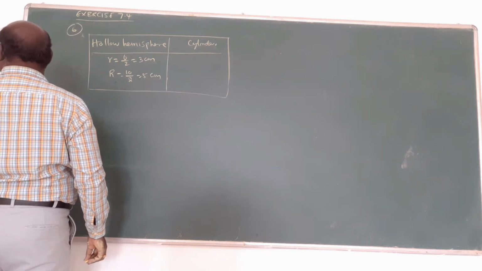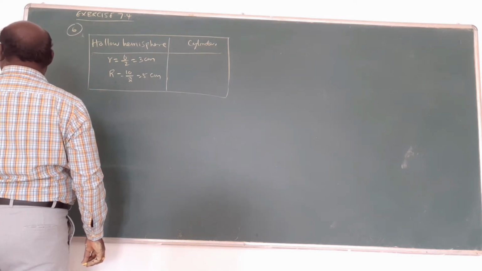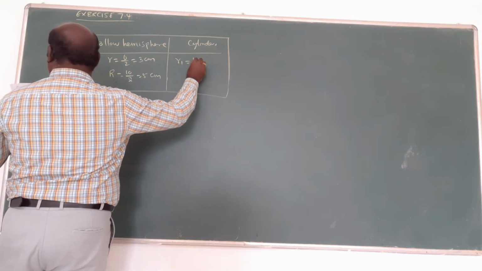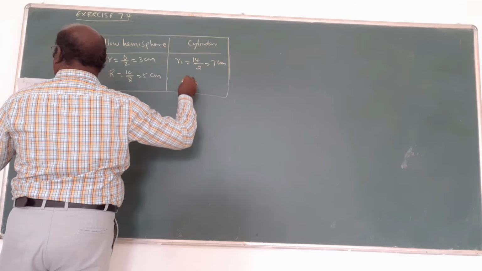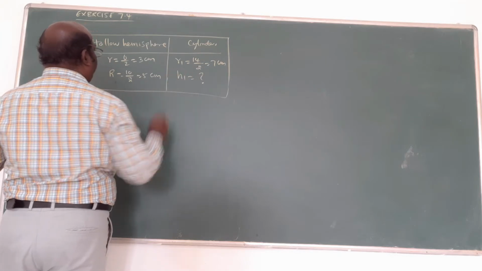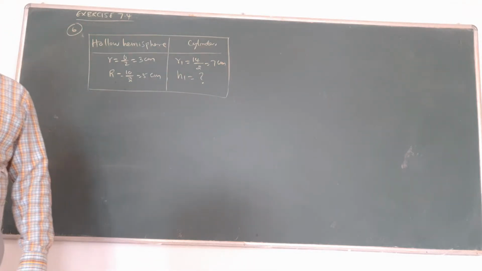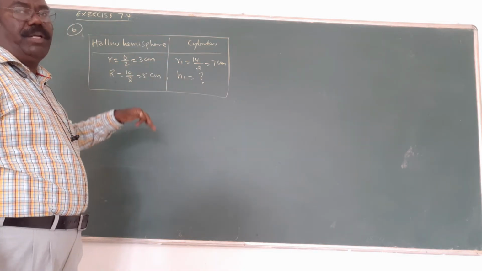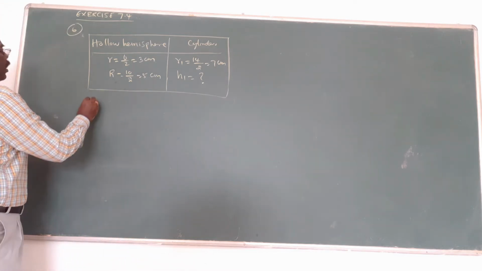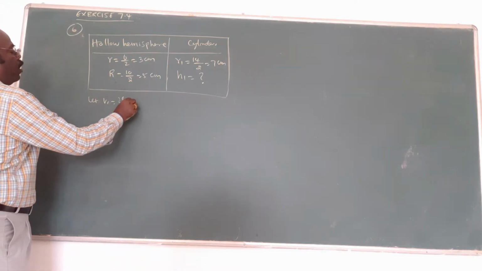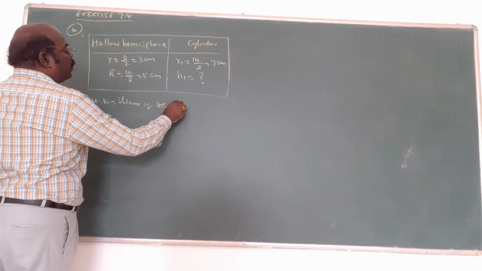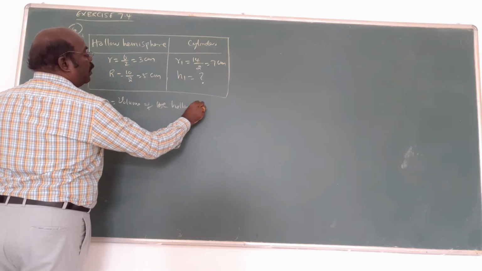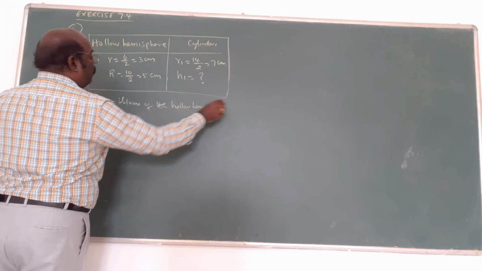Now, it is melted and recast into a solid cylinder of diameter 14 cm. Here also diameter is given, so 14 by 2 is 7 cm radius. What is asked? The height of the cylinder. That's the whole question. From the data, the diameter is given and divided by 2 to get the radius. Now, as usual, V1 is equal to the volume of the hollow hemisphere. Hollow hemisphere is important. What is the formula?